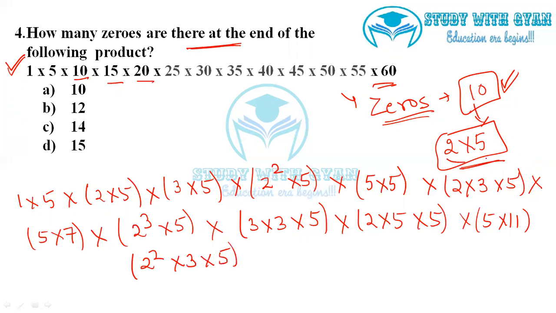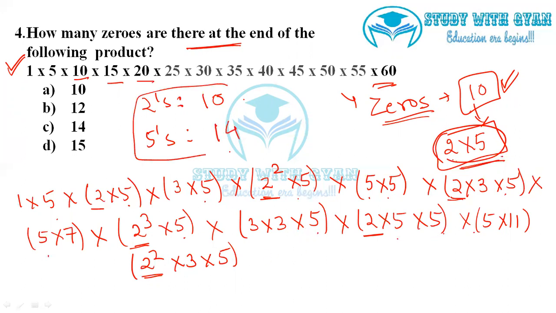So ultimately what you have to count is the number of 2s and the number of 5s. So number of 2s: 1, 2, 1, 3, 3, 1, 4, 4, 3, 7, 7, 1, 8, 8 plus 2, 10. So in the factors you can easily see that 2 is repeating 10 times. And 5s: 1, 2, 3, 4, 5, 6, 7, 8, 9, 10, 11, 12, 13 and 14. So 5 is present 14 times.